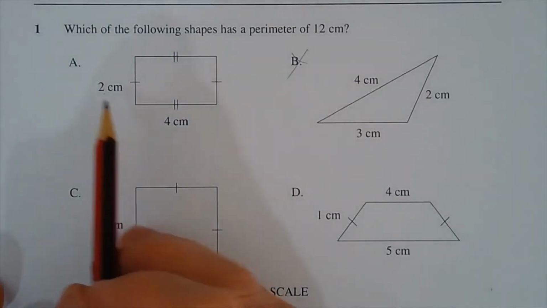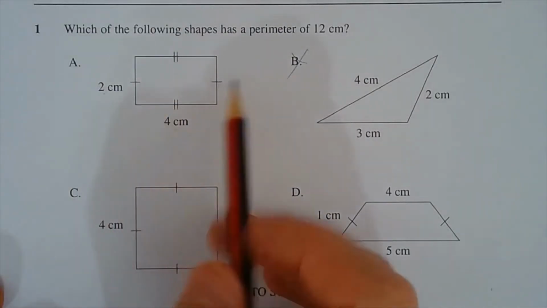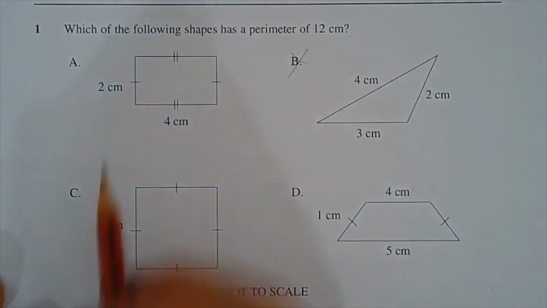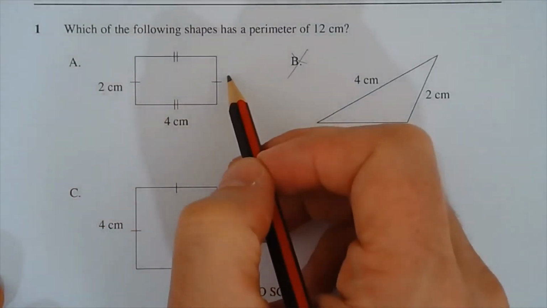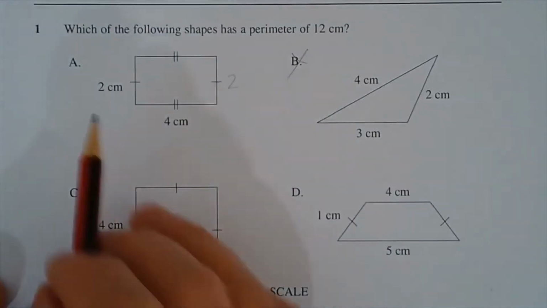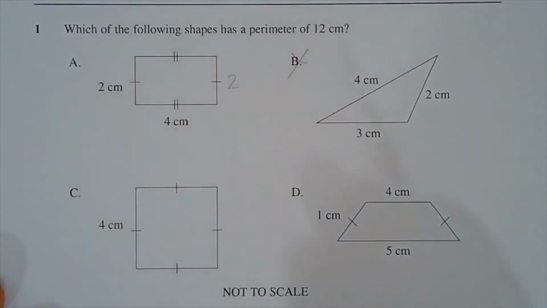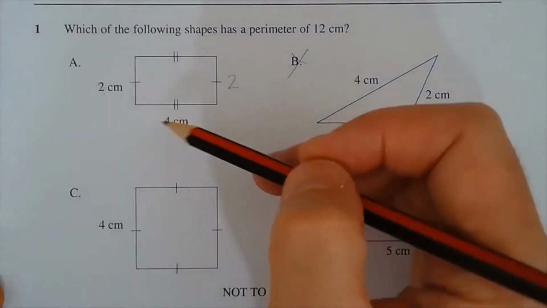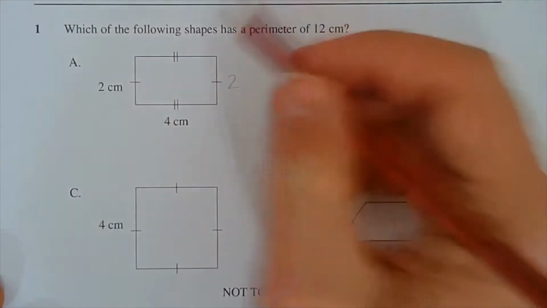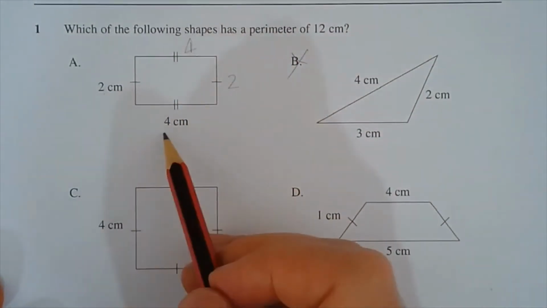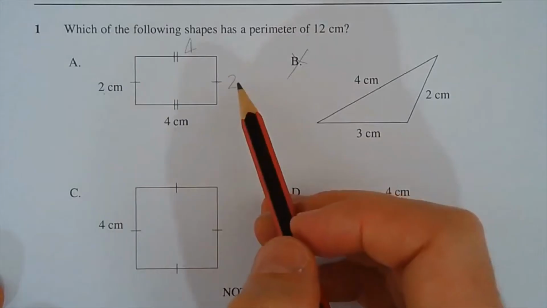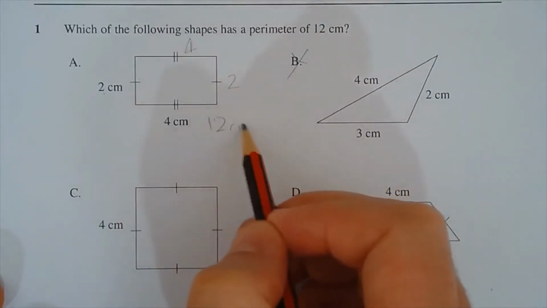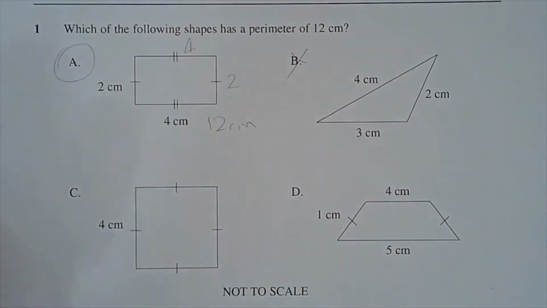Of course it's A. A rectangle has opposite sides equal. So if that's 2 centimeters there, so this is the height of the rectangle. This one here is 2 centimeters as well. Opposite sides are equal and parallel, of course, in a rectangle. 4 centimeters for the length down here. This one's also 4. 2 plus 4 is 6. 6 plus 2 is 8. 8 plus 4 is 12 centimeters. So the answer is A.